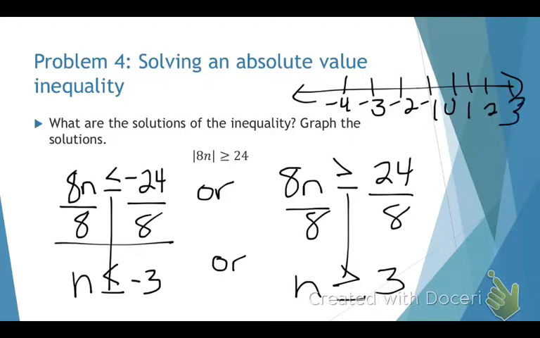Sorry, it got a little bit non-proportional there as I ran out of space. My values for n can be less than or equal to negative 3, or greater than or equal to positive 3. So that's what that would look like there.